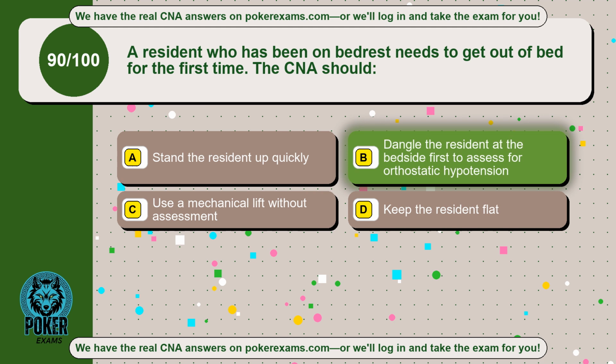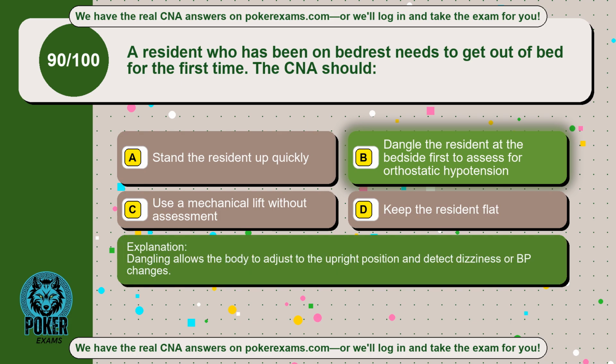The correct answer is option B. Dangle the resident at the bedside first to assess for orthostatic hypotension. Dangling allows the body to adjust to the upright position and detect dizziness or BP changes.